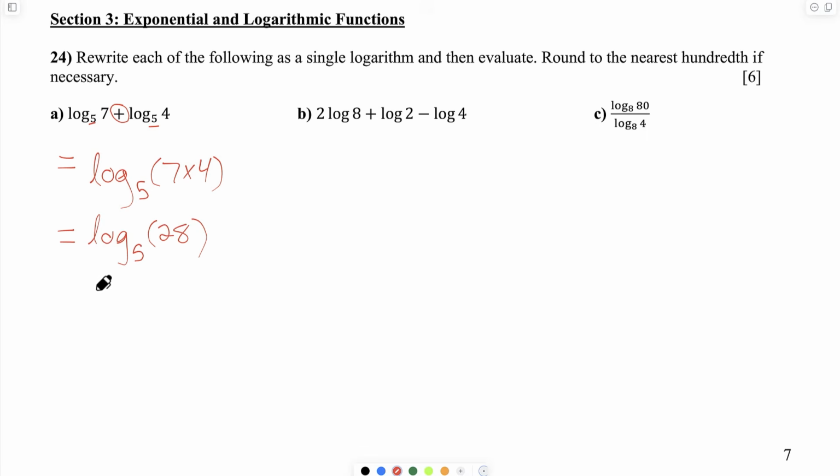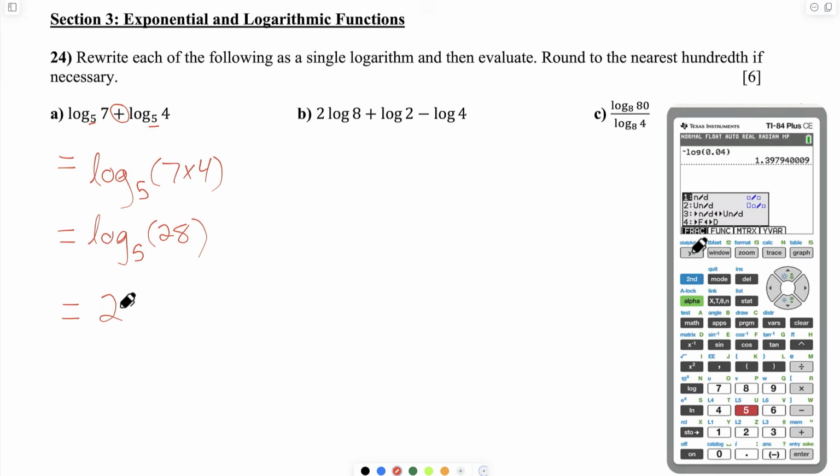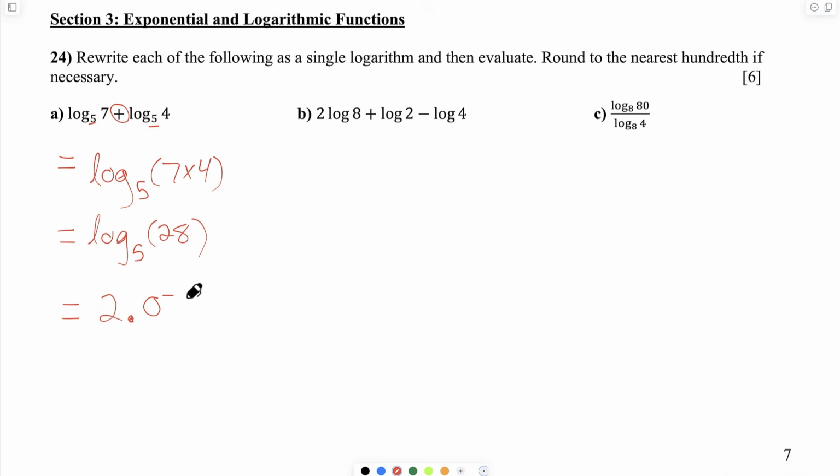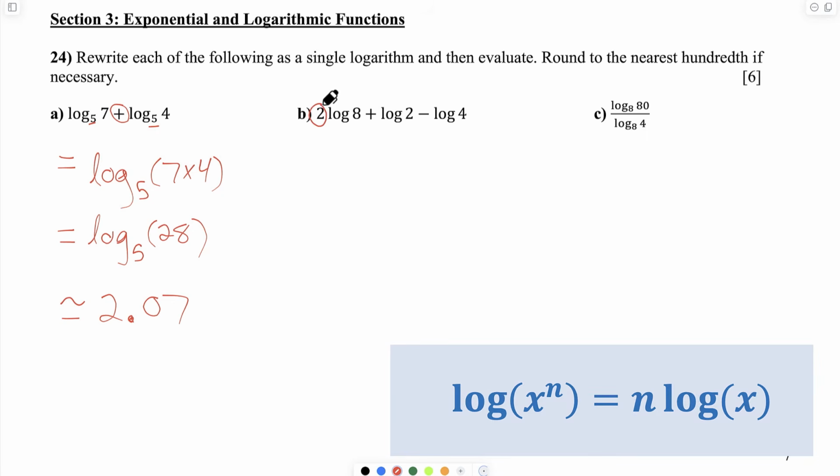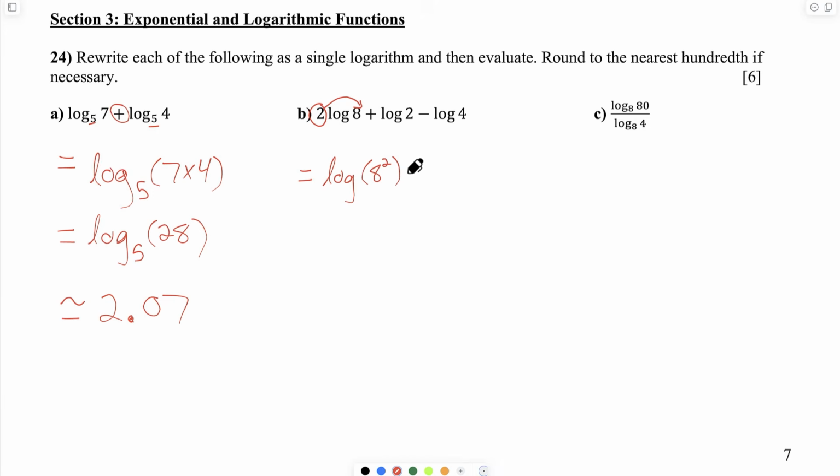And that means what exponent goes on 5 to get 28? It's going to be 2 point something. We want 2 decimal places of accuracy. My calculator tells me that's 2.07 approximately. Part B, before I use the product or quotient rule of logarithms, I should take any coefficients of logs and use the power rule, which tells me I can write it up as the exponent on the argument. So this would equal log of 8 squared plus log of 2 minus log of 4.